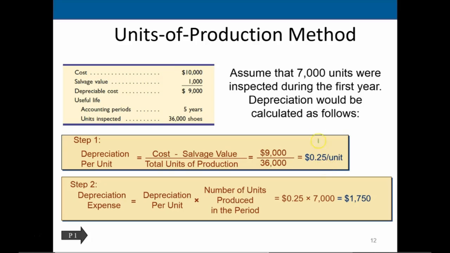Then what we need to do is say, okay, assume that 7,000 units were inspected. So the inspection units is what we're measuring by during the first year. Then we're going to take the 25 cents times the 7,000 that we calculated the inspection units for that year. And we expect these inspection units to go up to 36,000 over its useful life, and therefore we're going to get 1,750 in that year.